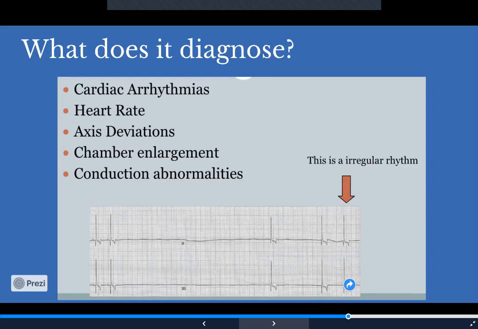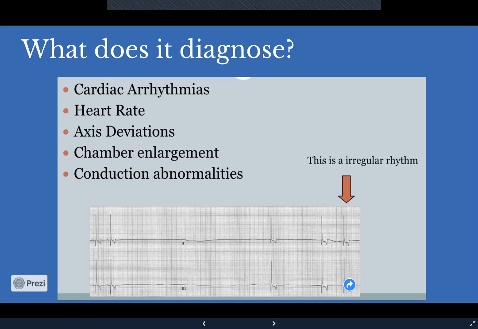All right. So what does it diagnose? What does our ECG actually do? It does diagnose cardiac arrhythmias. We are able to look at and see heart rate, any type of axis deviation. So this is our axis here. And can it actually diagnose if something is below the axis or not? The cool thing is it can tell us if there's chamber enlargement.